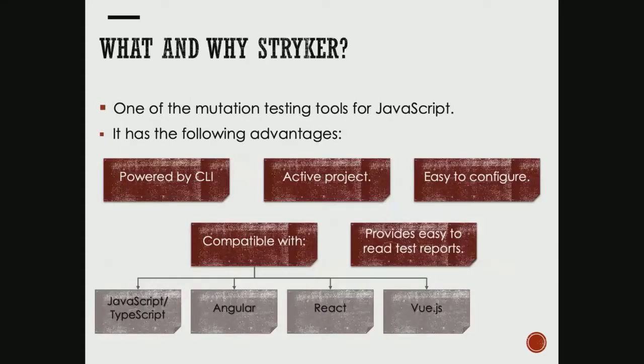So what is Stryker and why should we use Stryker? Stryker is an open source project that does mutation testing for JavaScript. I prefer Stryker because it is powered by CLI. It is an active project. So if you have questions, you can post them in the project GitHub, and the committers are responding very actively. It is very easy to configure, compatible with JavaScript and TypeScript. It is also compatible with the three top frameworks that are currently used heavily in the web world: Angular, React, and Vue.js. And it provides an easy to read report.